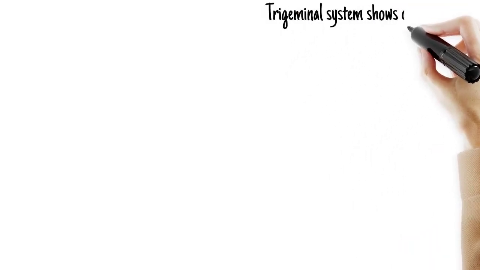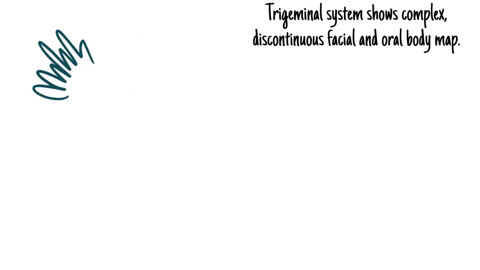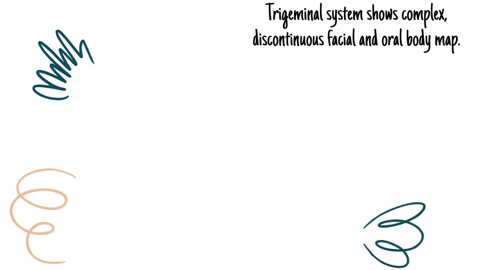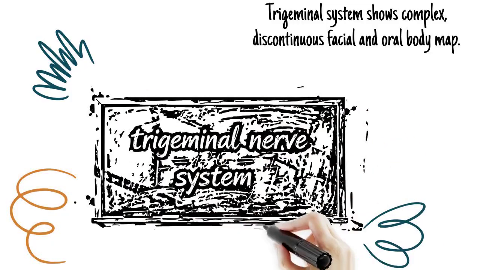Mapping studies of the trigeminal system describe a complex, sometimes discontinuous facial and oral somatotopic map. The face is represented medially near the hand area, with more lateral representation of teeth and tongue.